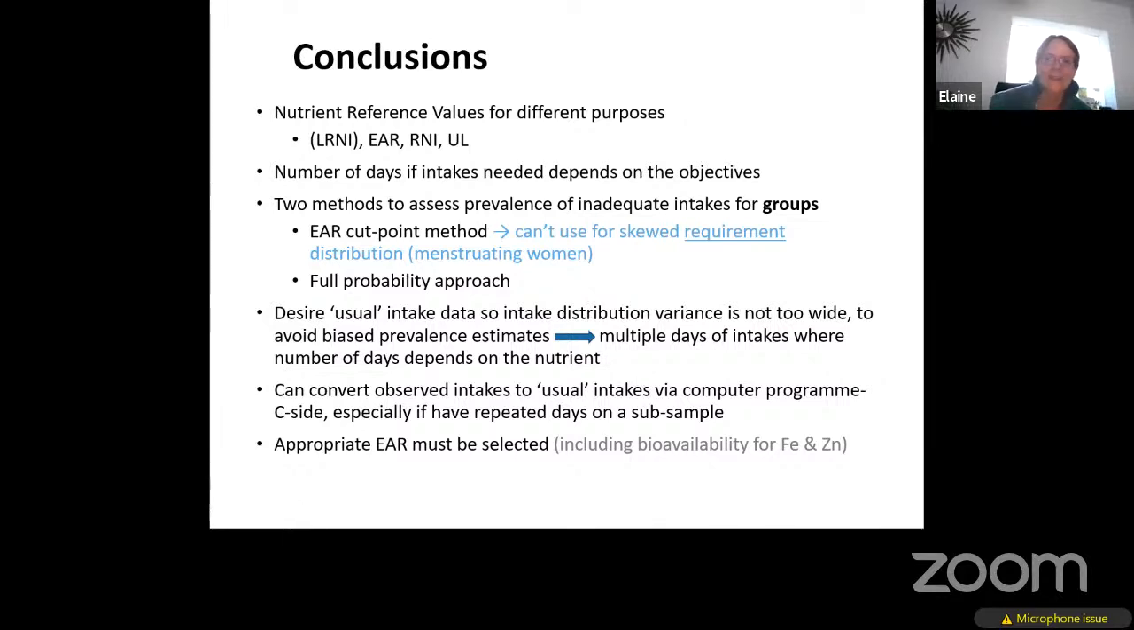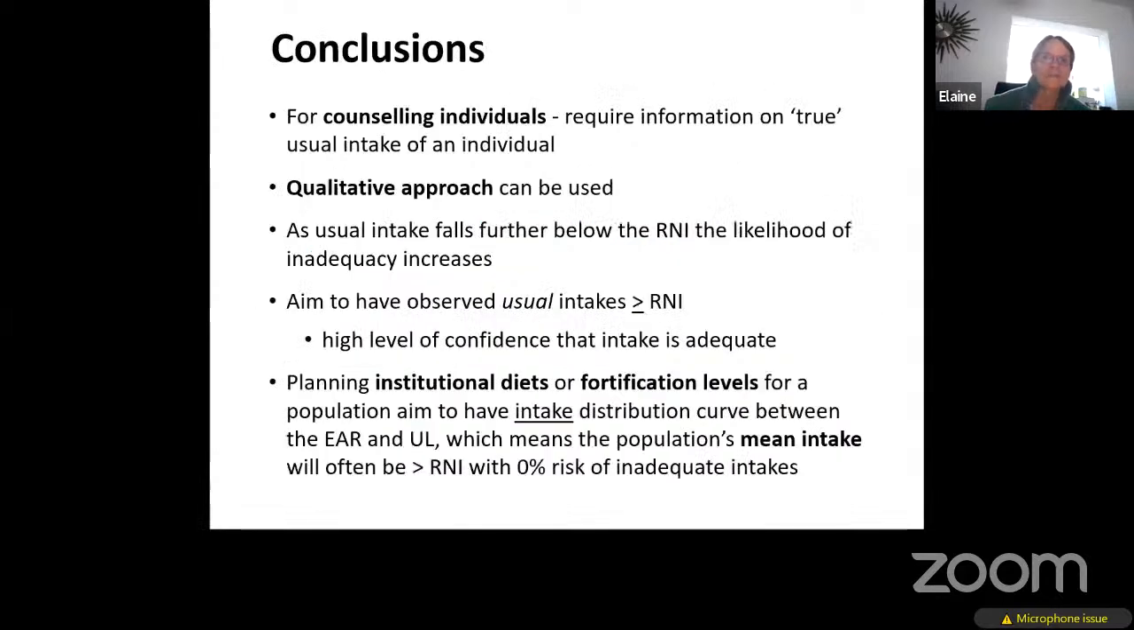So if you're looking at relationships between nutrient intakes and some other outcomes, the number of days needed will depend on the nutrient. You can convert observed intakes to usual intakes using computer programs such as SIDE. This is particularly useful if you're trying to estimate, for that second objective, the percentage of the population at risk. And you should select the appropriate EAR when doing this. For iron and zinc, that will depend on the absorption, or the bioavailability, of the nutrient.